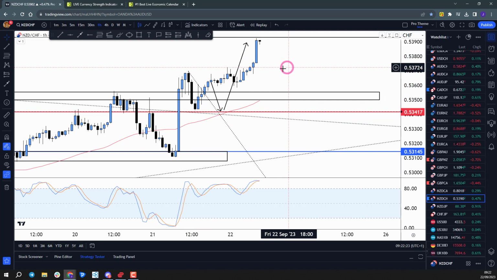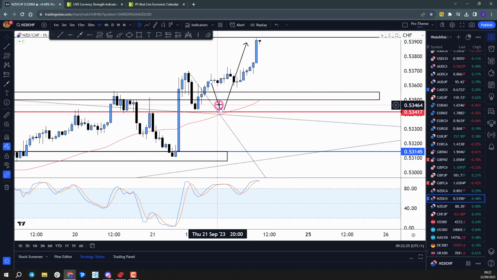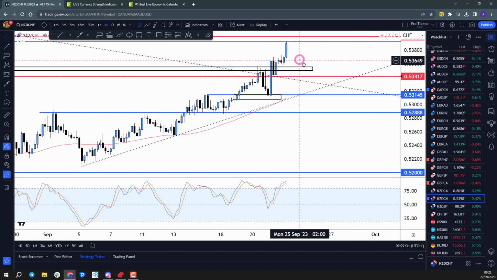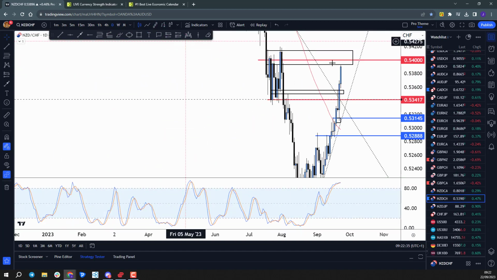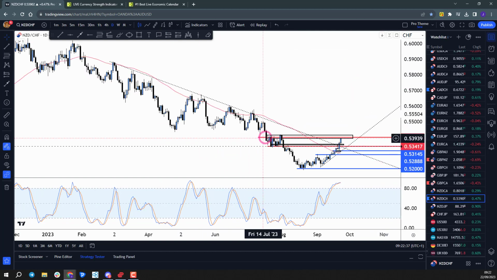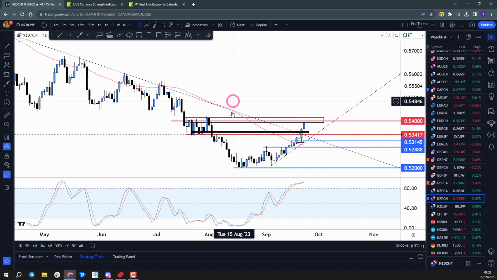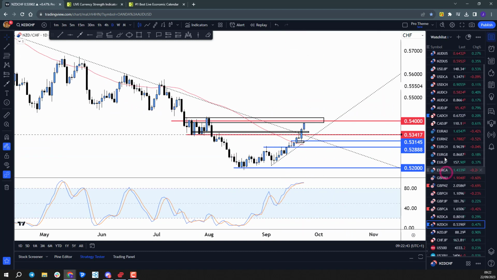And yeah, we just didn't get the kind of pullback that I was looking for. So unfortunately for us, we've missed that, and price has continued to push higher. But if you did manage to catch it, well done. 0.54 was the target, which was around these highs that formed back on the 1st of August. So that's also something to consider going forward. I do like pound downside.